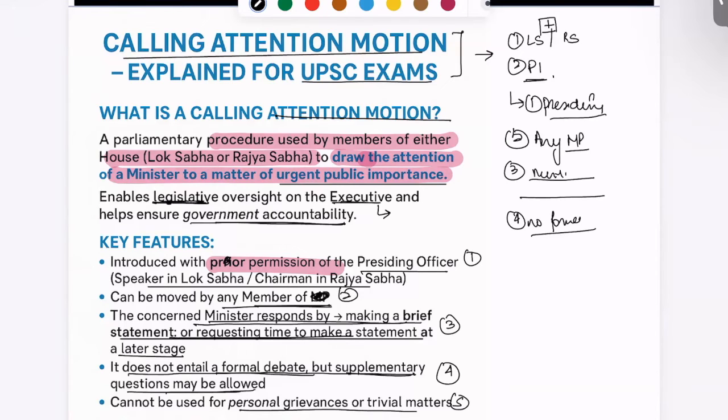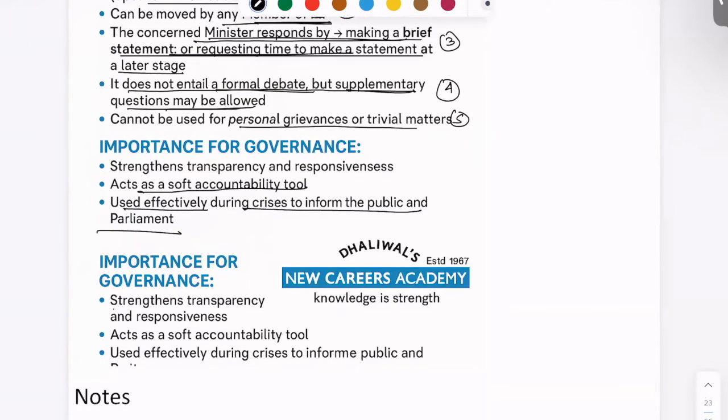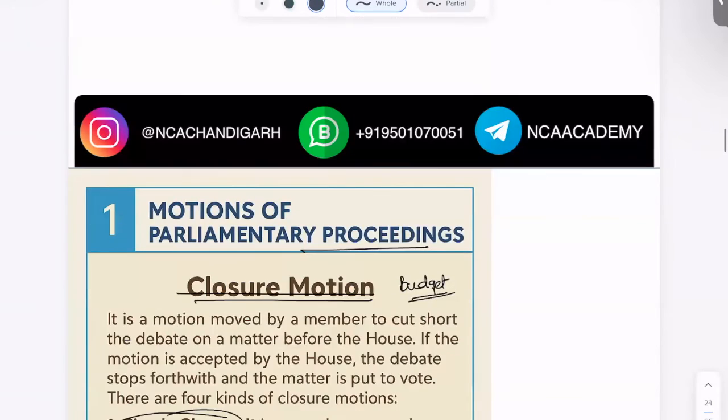याद रख लोगे? इसके अंदर होता है लोकसभा और राज्यसभा. किसको नोटिस दोगे? Presiding officer. कोई भी एमपी इंट्रोड्यूस कर सकता है. मिनिस्टर जो कंसर्न्ड है वो बताएगा. फिर क्या है? There are no debates but supplementary questions. सर बेड कितने हैं? सर ऑक्सीजन का क्या है? लॉट ऑफ पीपल डाइड बिकॉज ऑफ ऑक्सीजन. Is it clear? This is the case. Importance: strengthens transparency and responsiveness. Acts as soft accountability, to use effectively to criticize the government.